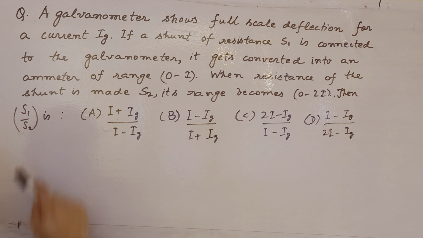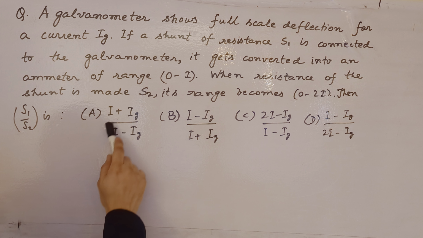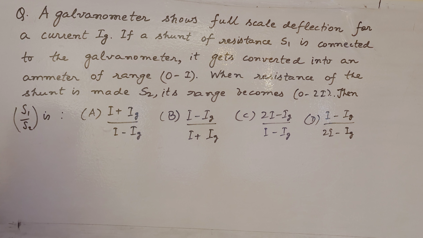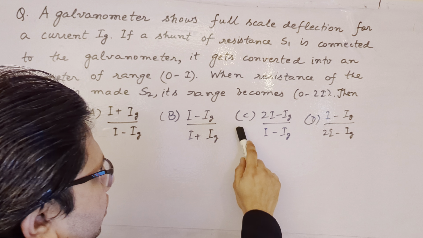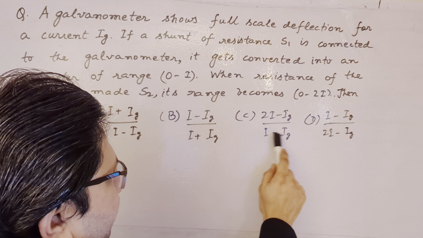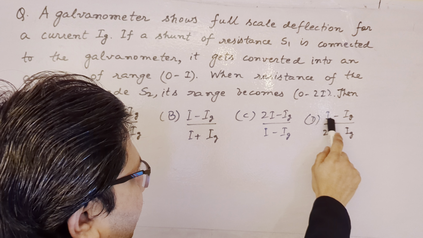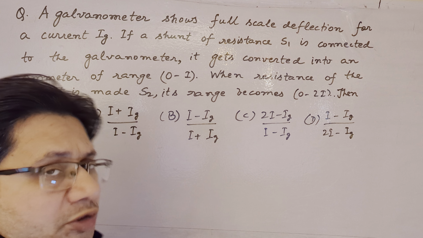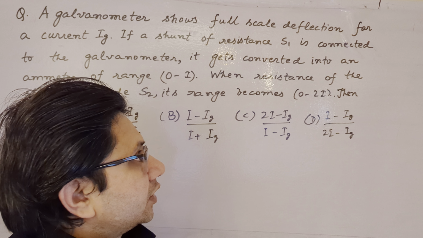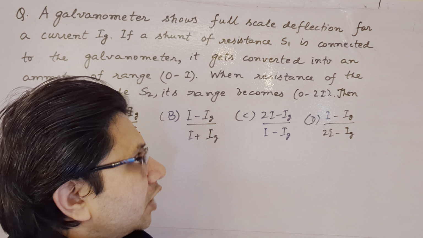Then S1 upon S2 is: option A, I plus Ig upon I minus Ig; option B, I minus Ig upon I plus Ig; option C, 2I minus Ig upon I minus Ig; option D, I minus Ig upon 2I minus Ig. So the problem is based on the topic galvanometer and its conversion to the ammeter.